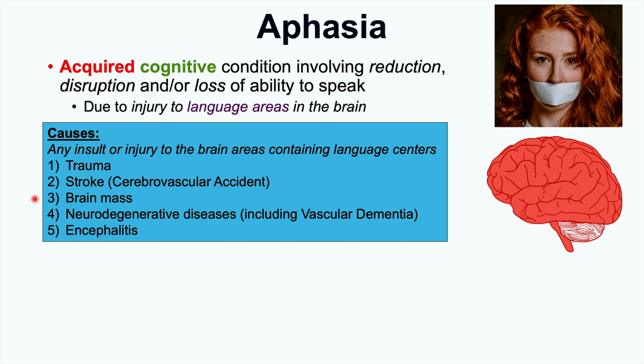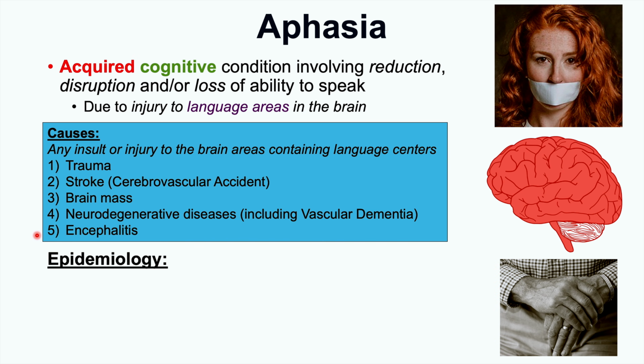If there's a particular type of brain cancer that is starting to grow in those particular language areas, that can also cause aphasia. We can also see it in certain neurodegenerative diseases. This can include vascular dementia. We can also see it in cases of Alzheimer's disease and frontotemporal dementia as well. And then the last cause I want to talk about here is encephalitis. Encephalitis is inflammation of the brain, often due to some infectious cause. So these are all going to be important causes of aphasia.